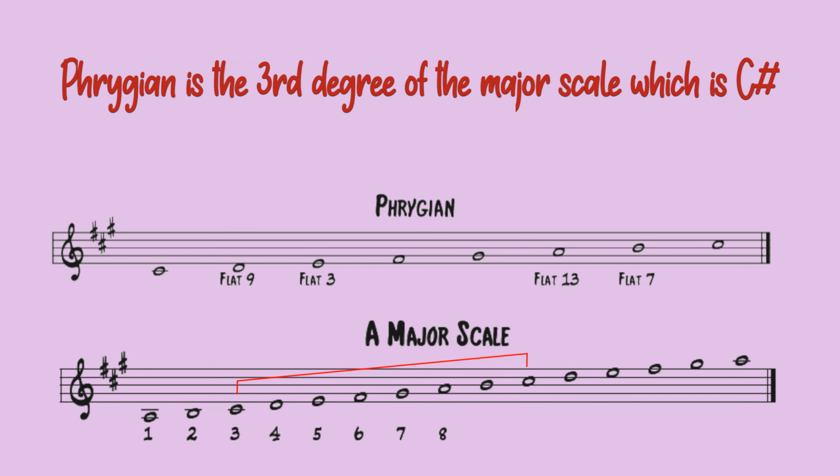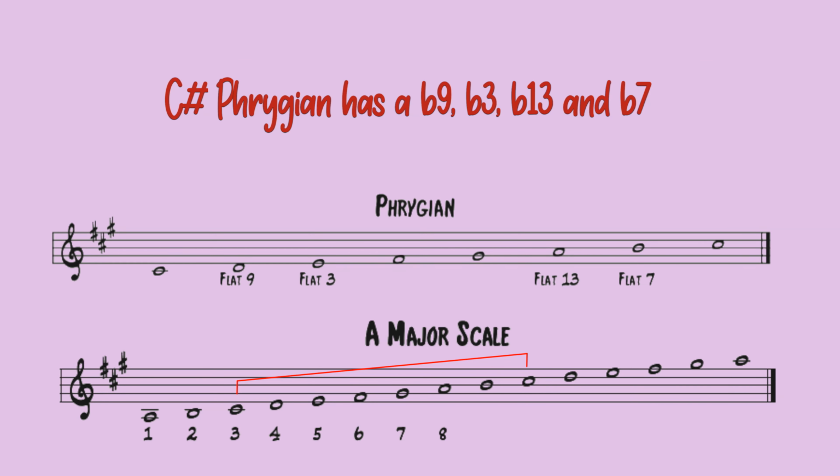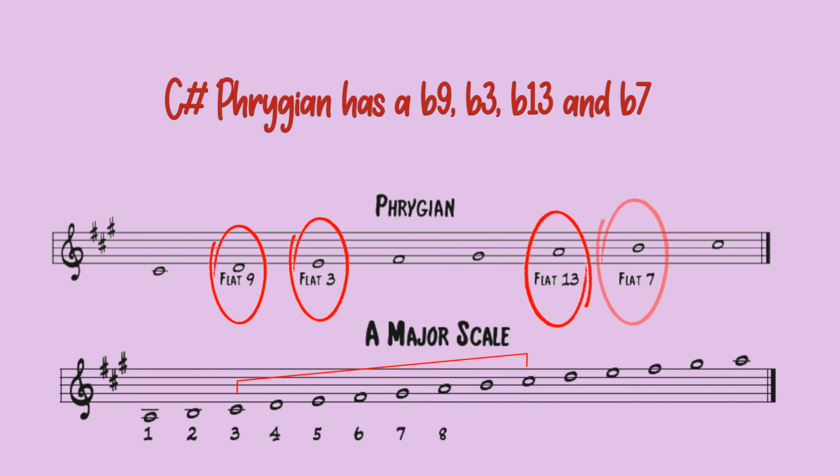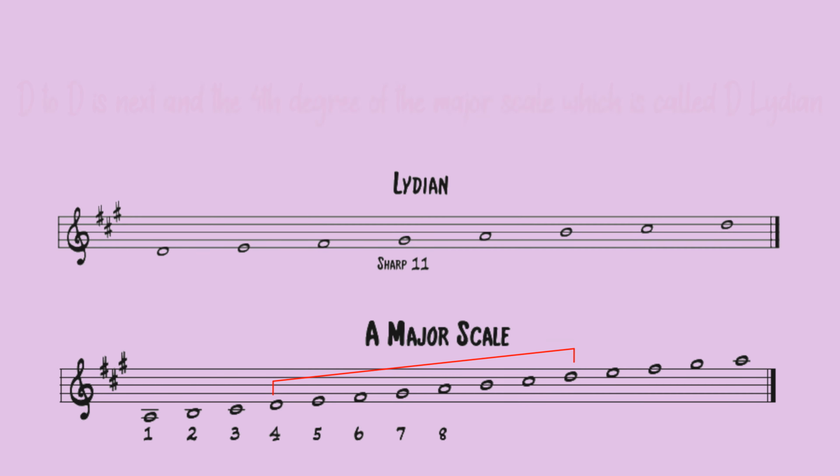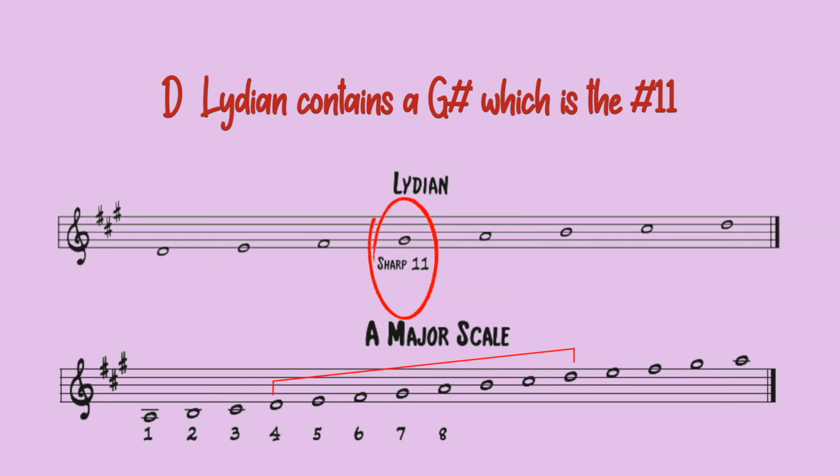Phrygian is the third degree of the major scale, which is C sharp. C sharp Phrygian has a flat 9, flat 3, flat 13, and flat 7. D to D is next, and the fourth degree of the major scale, which is called D Lydian. D Lydian contains a G sharp, which is the sharp 11.